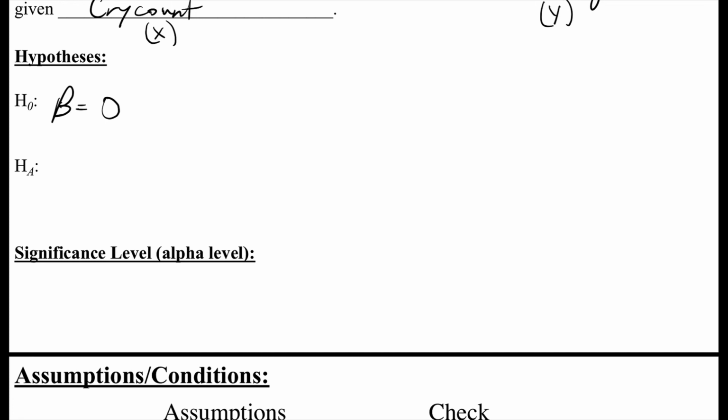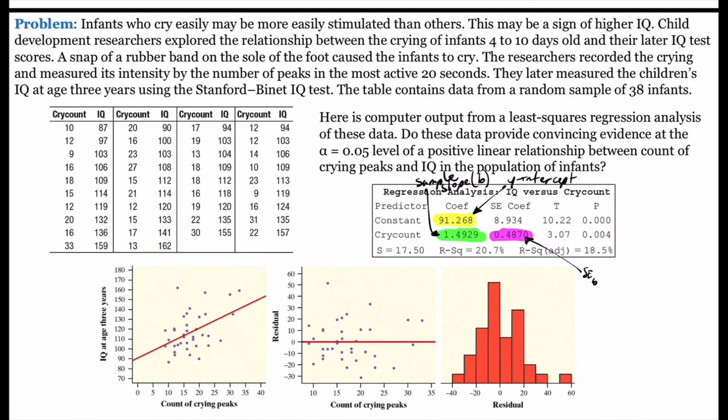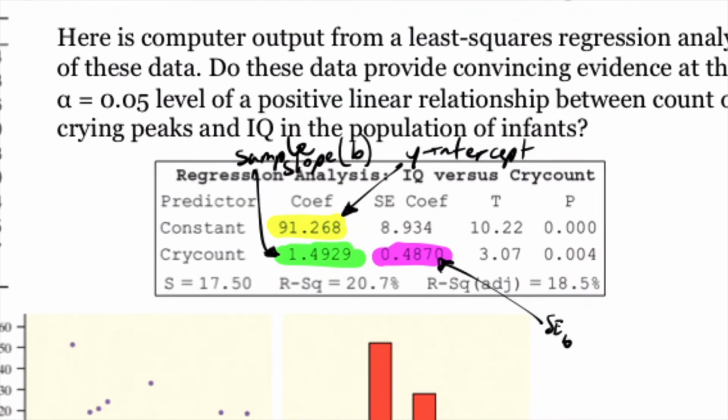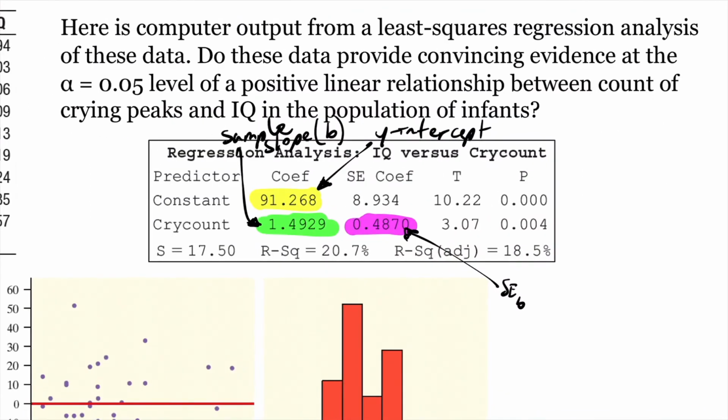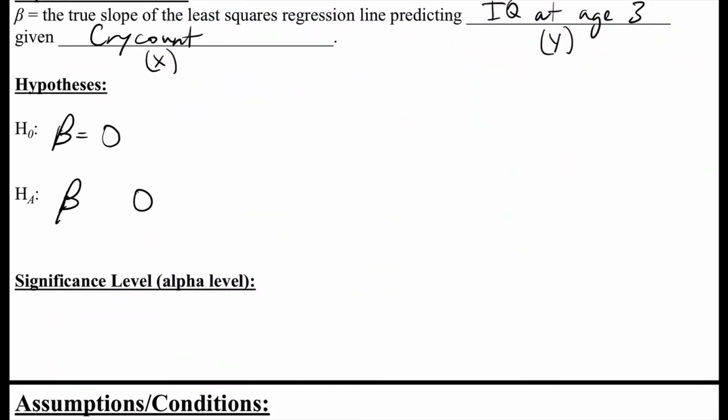Okay. What is the alternative? Nope. What? What is the problem, sir? Look at the question. Does this provide a linear? Positive linear. So it's a greater than? They only care about a positive. They don't care about a negative. So we should only check positive. So to have a positive linear relationship, that means the slope needs to be greater than 1.